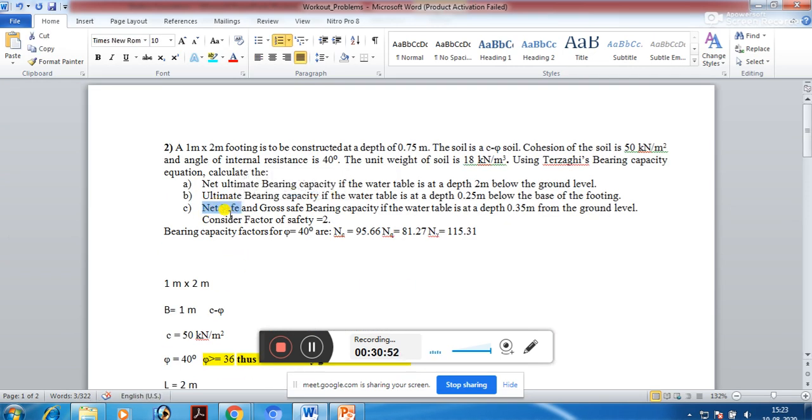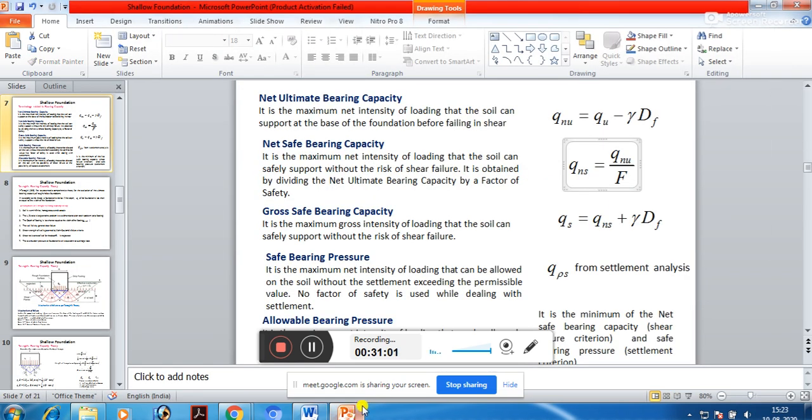For net safe bearing capacity, it is said in the problem itself that the factor of safety value is 2. So factor of safety is 2 means you apply the value of F as 2, and once you find out the net ultimate bearing capacity QNU, you divide it by the factor of safety 2, you will be able to get the net safe bearing capacity.